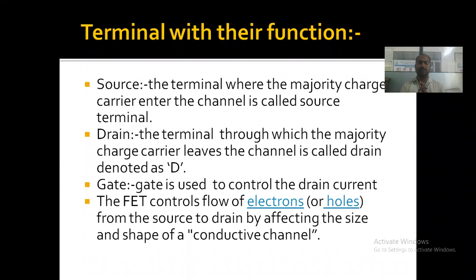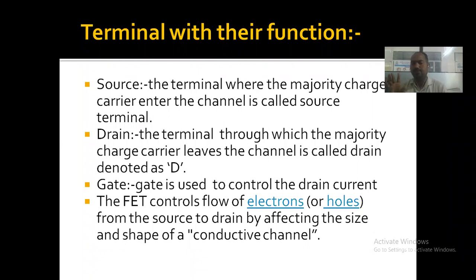The field effect transistor controls flow of electrons from the source to the drain by affecting the size and shape of the conducting channel. What does that indicate? I already told you the gate is the controlling terminal, right? In this case, we don't apply any current to the field effect transistor. Why? Because a field effect transistor is a voltage controlled device, right? So we apply the voltage between gate and source, and the applied gate to source voltage controls the drain current.